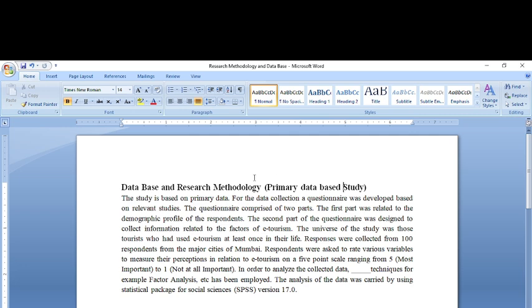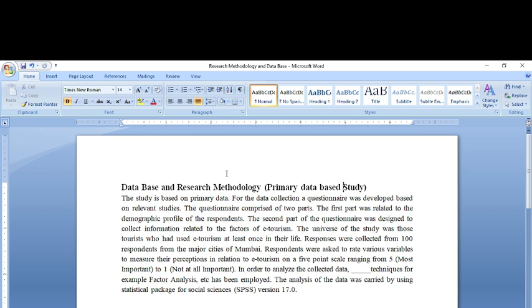So as the name denotes, database and research methodology. Database basically means where did I get my data from, and research methodology, what statistical techniques I've applied on this data. I'll be discussing in my next video how to write the database and research methodology for a secondary database study. But in this video, I'm focusing on primary data. So I would write the studies based on primary data.